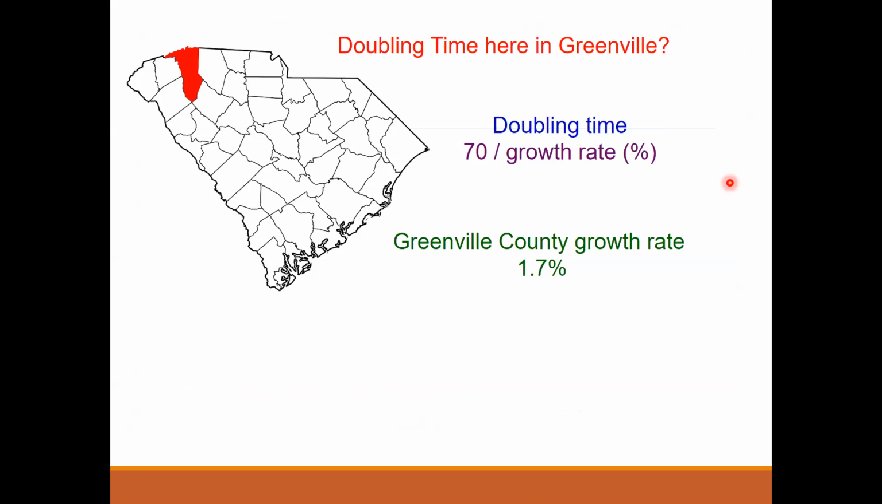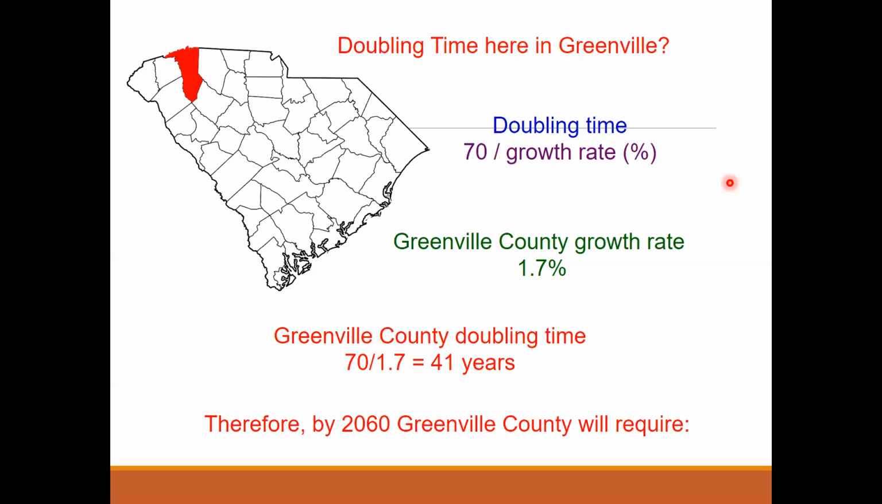Okay, so here in Greenville County, we are a fast growing county. Last time I checked, the Greenville County growth rate was 1.7%, which means that we would be doubling in 41 years. When you think about that from a planning perspective, since I did this in 2019, by 2060 we would require twice as much water, twice as much food, living space, schools, roads, etc.